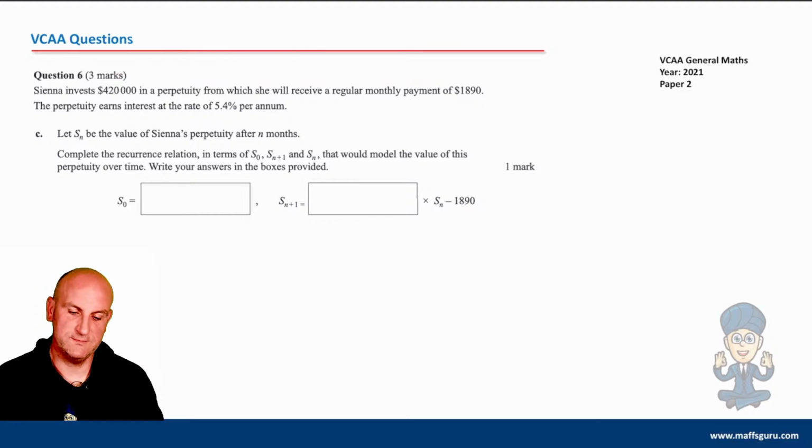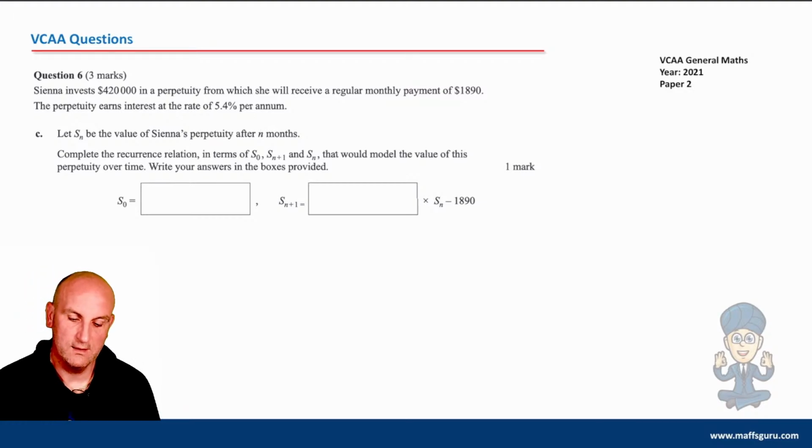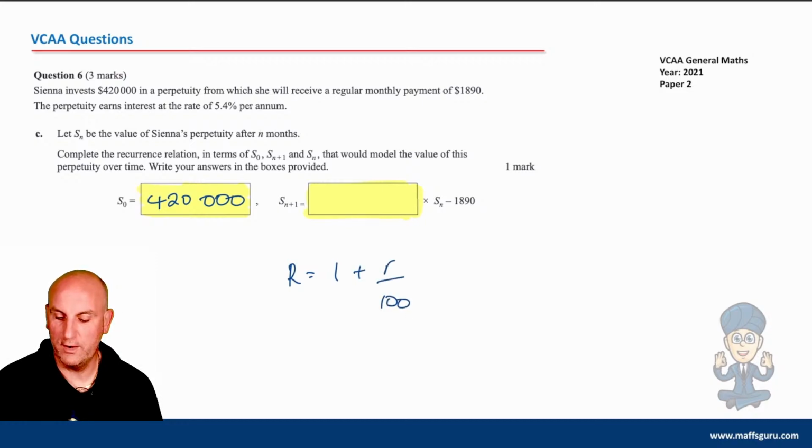Complete the recurrence relationship in terms of S0, Sn plus 1, and Sn that will model the perpetuity. Right, well, this first box here is fairly simple to complete, I hope, because that's the initial value. So that's 421,223. This next box, if you remember, is basically my capital R value. So if you remember, my capital R is 1 plus my little r on 100.